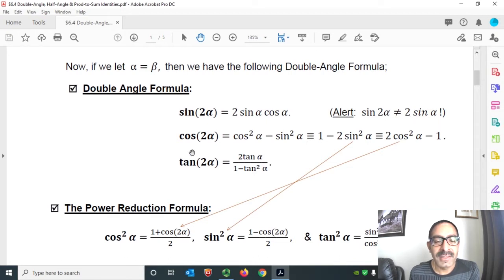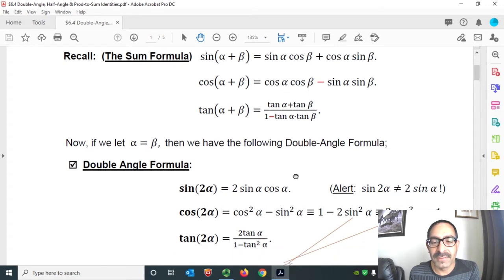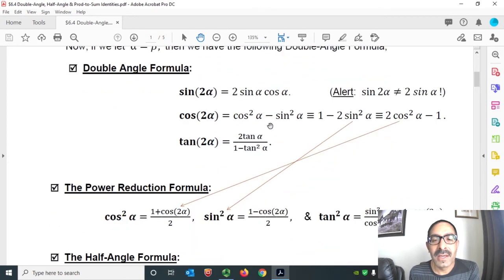Great. Next, cosine of 2 alpha equals, again from this formula, if beta equals alpha, then cosine square alpha minus sine square alpha. That's what I wrote here. Next, if we change cosine square alpha to 1 minus sine square alpha, then we will have this formula, 1 minus 2 sine square alpha. Similarly, if we change sine square alpha to 1 minus cosine square alpha, then this gives us this last part here, 2 cosine square alpha minus 1. So cosine of 2 alpha has these 3 formulas.